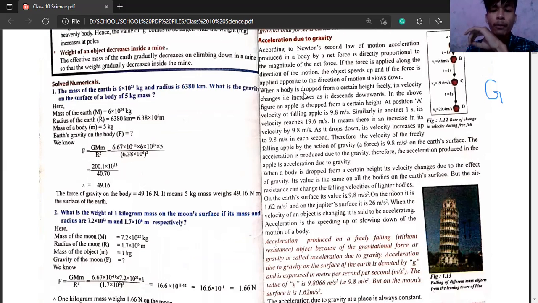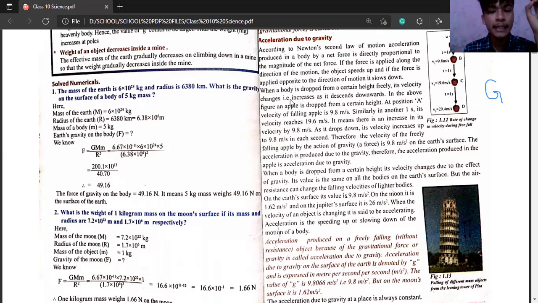Now, when a body is dropped from a certain height, whenever we drop something, we have first taken the body to a height, let us suppose to the fourth floor or fifth floor. It can be any height. We have taken that body to a certain height.